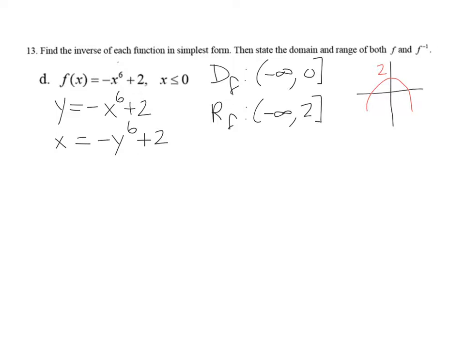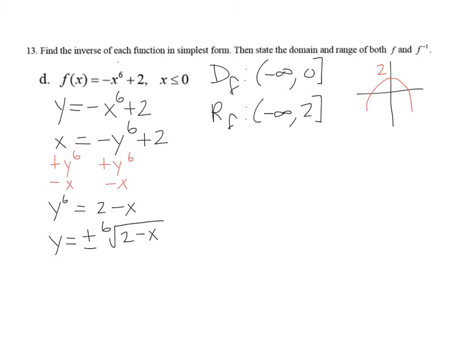So I'm going to add the y to the 6th to both sides and subtract the x. That gives me y to the 6th equals 2 minus x. And then when I take the 6th root of both sides, this creates a plus or minus sign, because 6th root is an even root. So this isn't my inverse yet, I have to decide whether the plus or the minus is appropriate to keep in my equation. And only one of them will be correct.